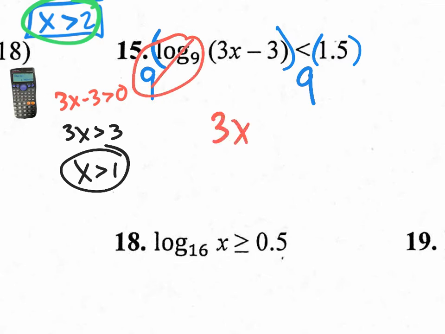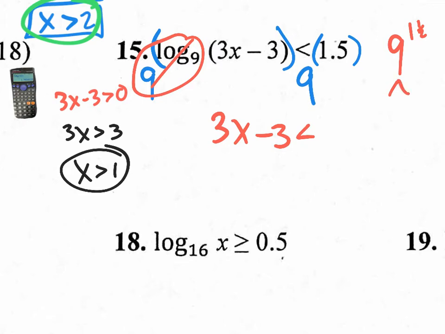The 3x minus 3 comes down. The inequality comes down. And we also have 9 to the 1.5. Now this is where you've got to dig back into the knowledge that you already have on exponents. When they're not whole exponents, you have 1.5. So on the side, you might want to do this: 9 to the 1.5 power.